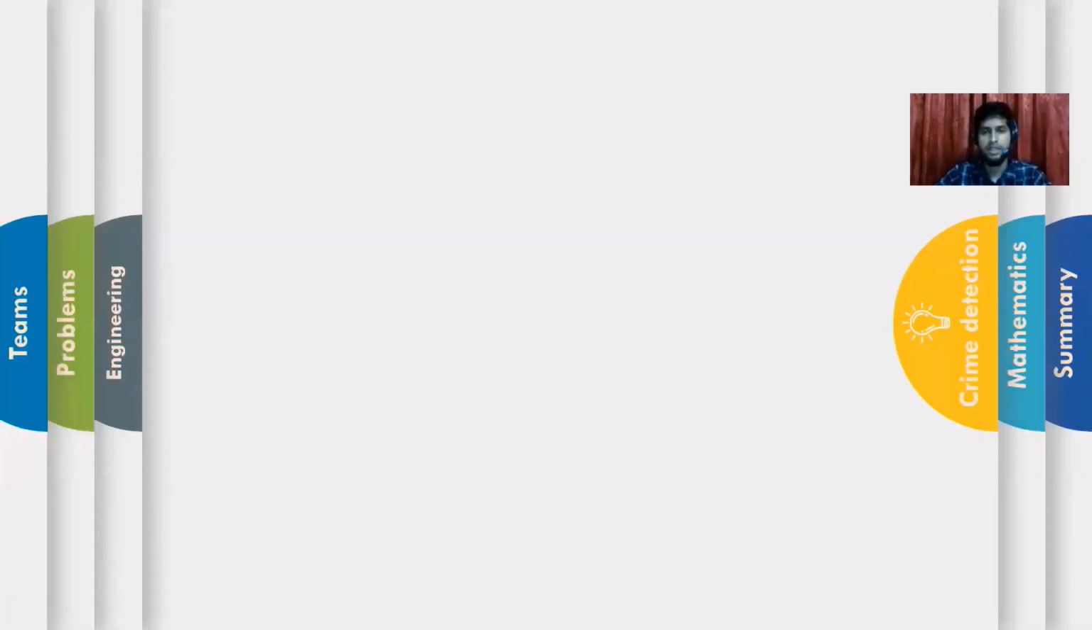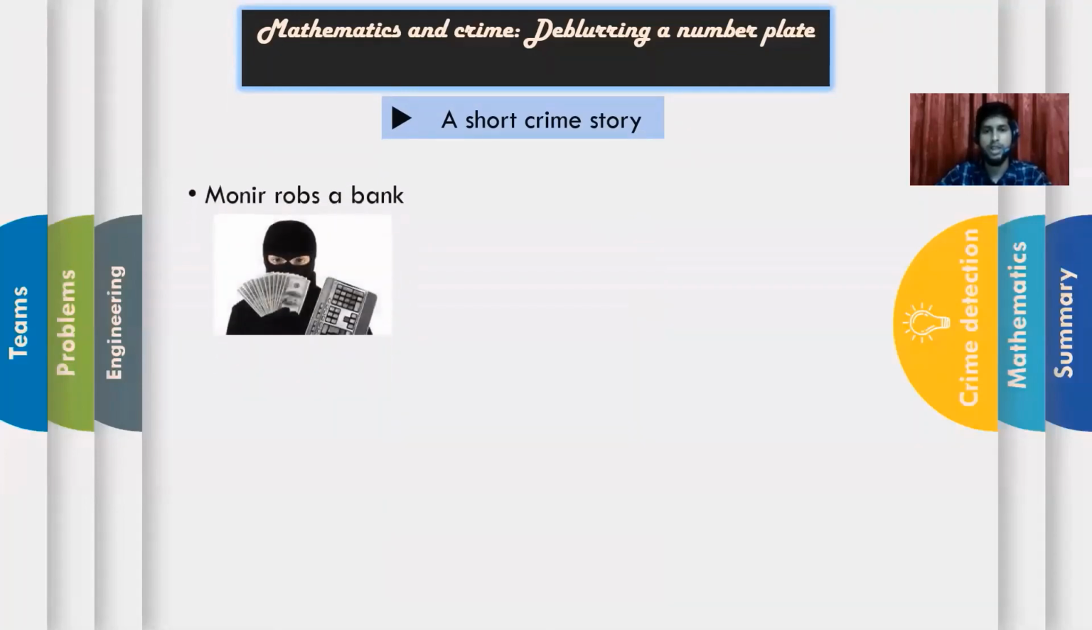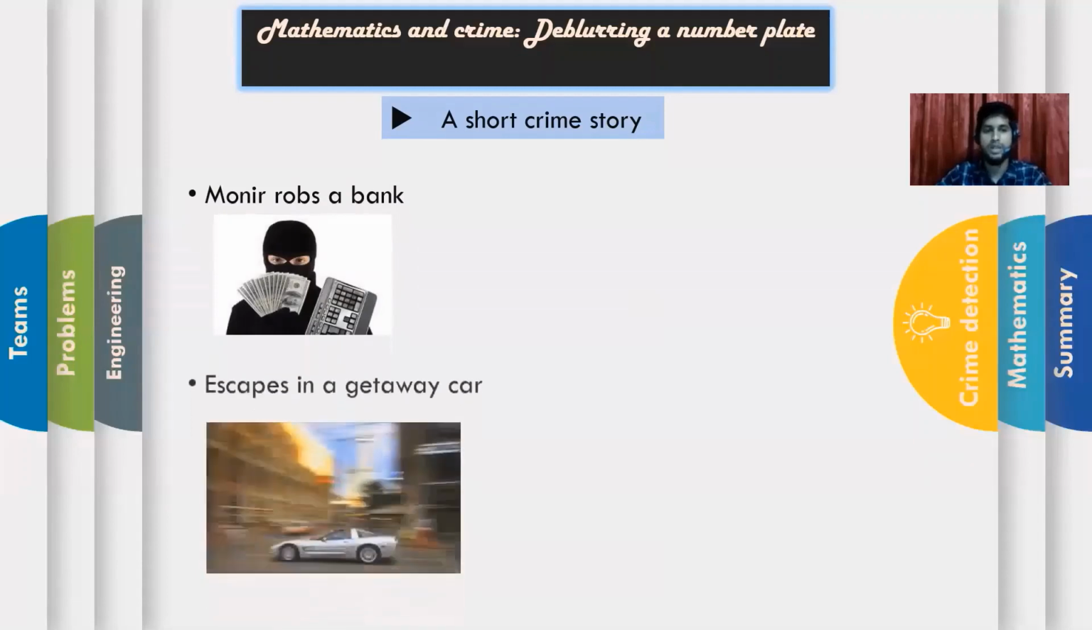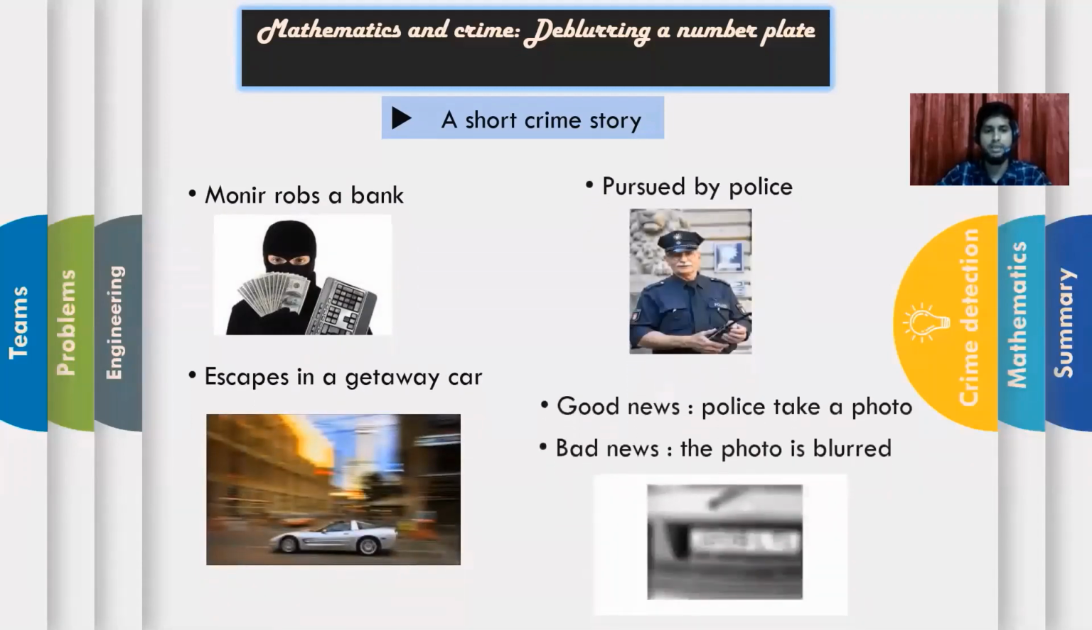In this session, we show the application of numerical methods in two sectors. The first is crime detection and the second is the engineering sector. Now we will focus on crime detection. To visualize this, we take a short crime story where Munir is a robber. He robs a bank and escapes in a getaway car. At the same time, he is pursued by police.